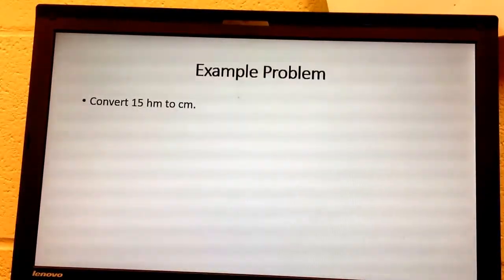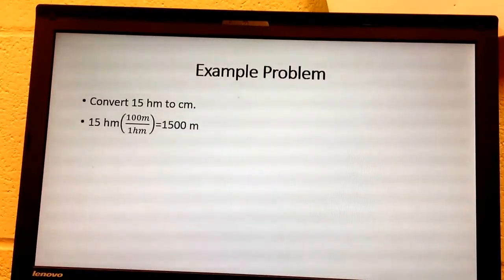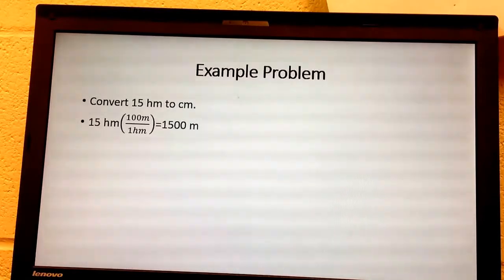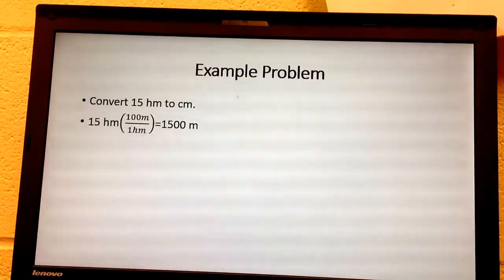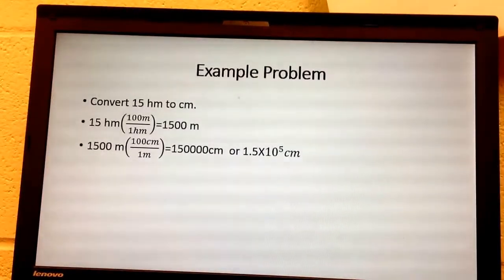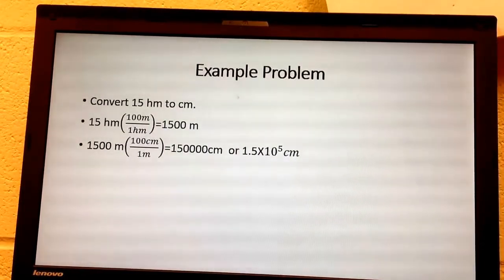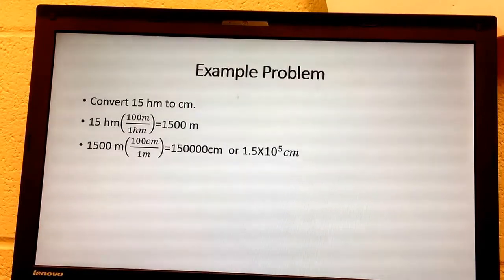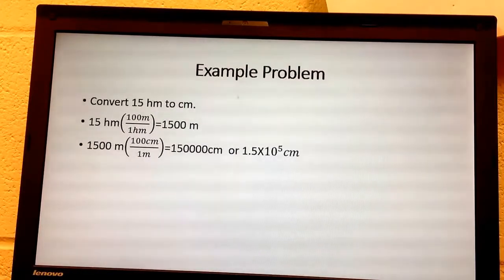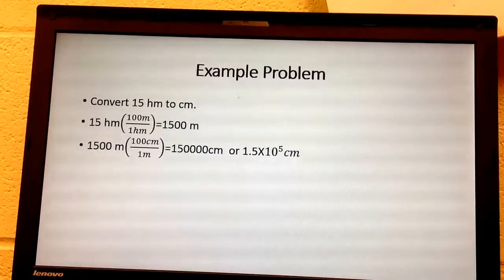Convert 15 hectometers to centimeters. Get to the metric base unit of meter. That's 15 hectometers times the conversion factor 100 meters per 1 hectometer. That gives you 1,500 meters. Now to get to centimeters, use the conversion factor 100 centimeters per meter. And that gives us 150,000 centimeters, or 1.5 times 10 to the 5th centimeters. Please notice that since I'm going from meters to centimeters, I want the meter on the bottom and the centimeters on the top so that the meters will cancel out, leaving just centimeters.